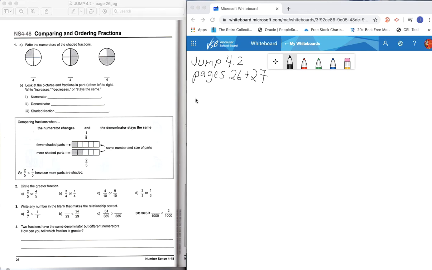Okay, so let's start. On page 26, 1A. You can see it asks you to write the numerators of the shaded fractions, and you'll see part of the fraction written on the bottom. So you'll see a line and then the number 4, and all you have to do is look at the circle and how many parts are shaded. 1. So all you have to write is 1. Okay, super simple. That's all you have to do.